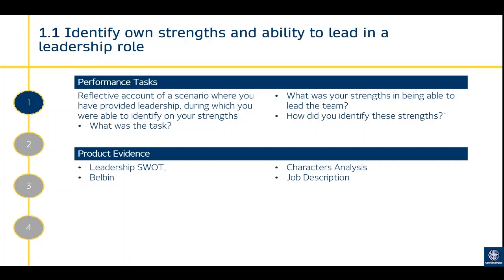What was the task? What were your strengths in being able to lead the team, and how did you identify these strengths? Product evidence could be a leadership SWOT analysis. That stands for strengths, weaknesses, opportunities and threats. And this is where you're outlining your strengths, weaknesses, opportunities and threats for you performing a leadership role. And if you've completed that, that could be used as product evidence for this criteria.